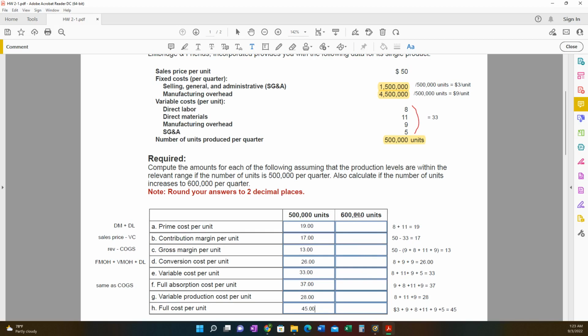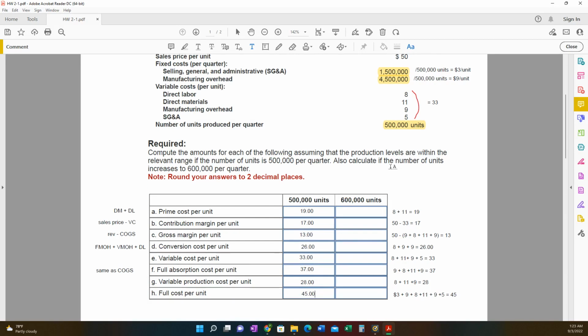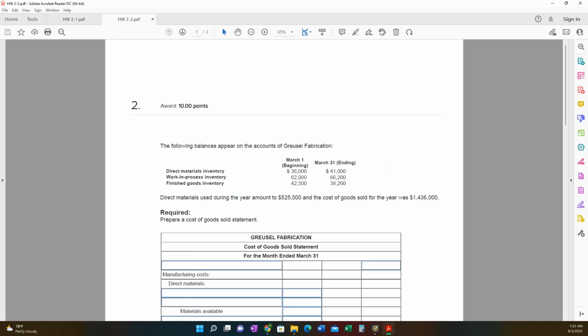Variable costs are going to be the same amounts per unit. For fixed cost per unit, remember to divide by 600,000 units instead of 500,000 units. And follow the formulas that we just discussed, and you should be able to get your answers pretty easily. Question 6 is also very similar to question number 1, so I'll let you guys work on question 6 on your own. Next is question number 2.